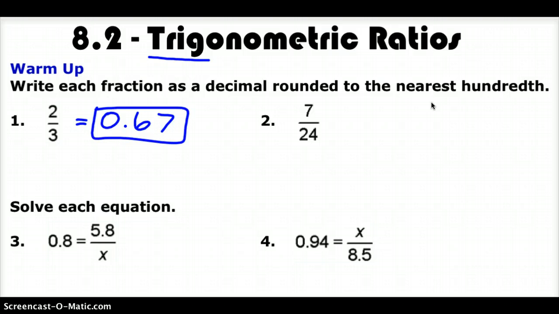The next one, we'll just take 7 divided by 24 in a calculator, okay? And we get 0.291, right? And so since that thousandths place is a 1, we're just going to keep that hundredth of 9. So this is just going to be 0.29. Okay. Now they're going to ask for most of the answers to the nearest hundredth today, so it's definitely good practice for what we're going to be doing.